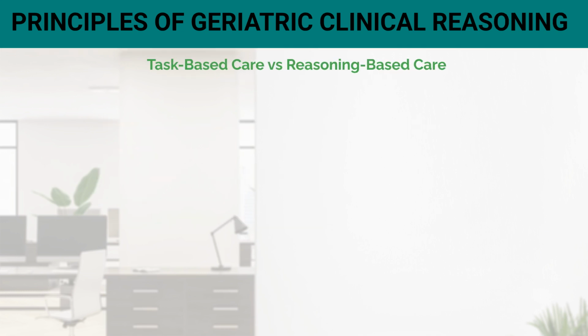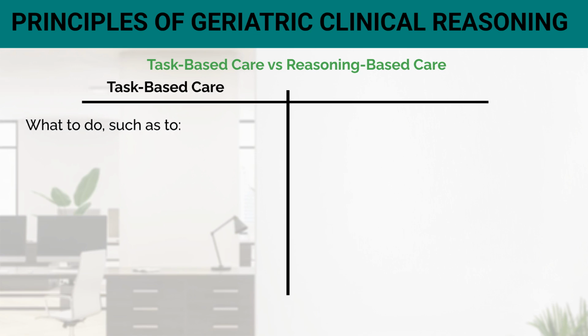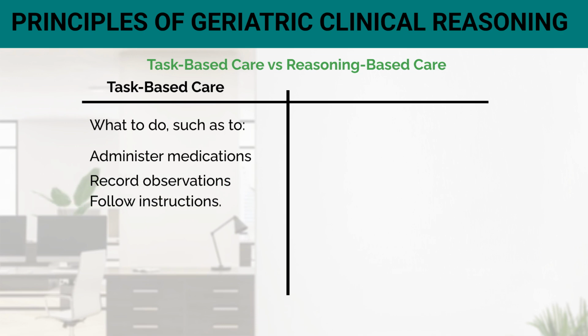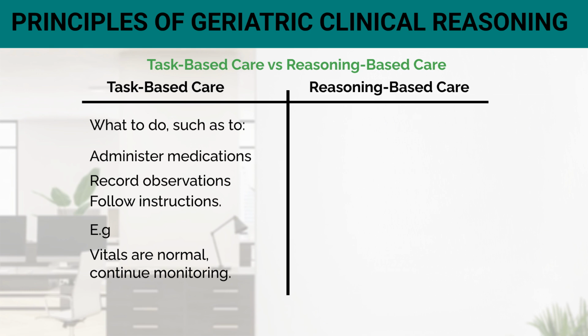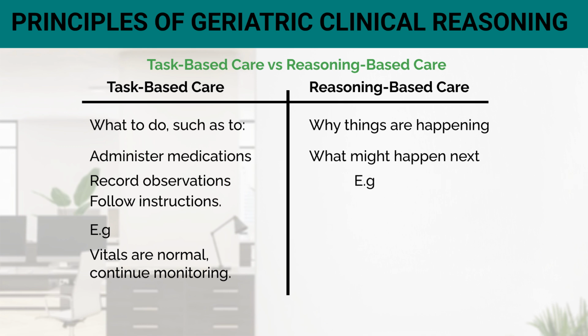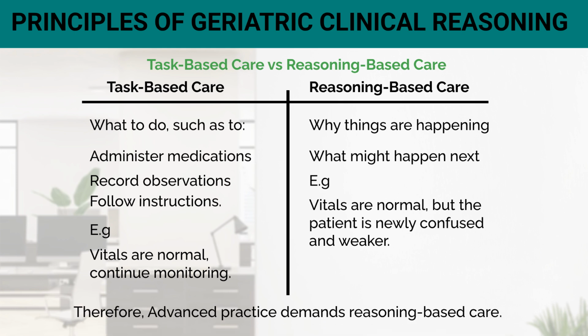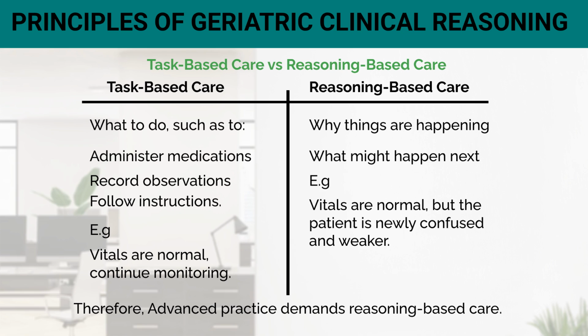Let's look at task-based care versus reasoning-based care. Task-based care focuses on what to do, such as to administer medications, record observations, follow instructions. For example, vitals are normal, continue monitoring. Whereas reasoning-based care focuses on why things are happening and what might happen next. For example, vitals are normal, but the patient is newly confused and weaker. This is high risk. Therefore, advanced practice demands reasoning-based care.